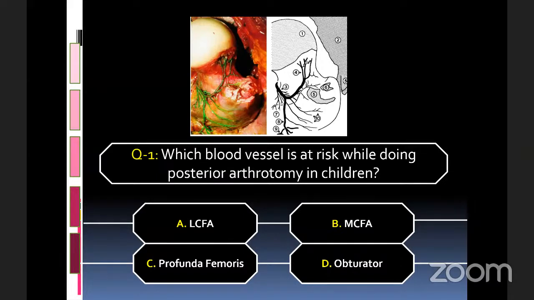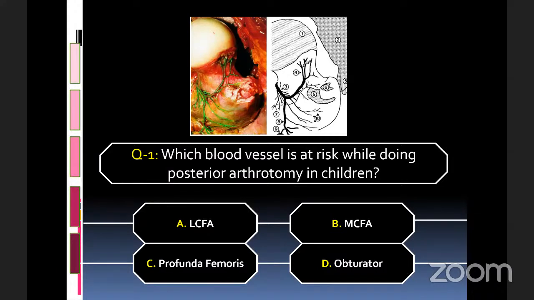Yeah, so there's a very nice paper about anatomy of medial circumflex femoral artery, and it courses along the posterior capsule and is very vulnerable where we are near the piriformis. So in children, whenever there's septic arthritis, we should avoid posterior arthrotomy because that may invite AVN and one must go anterior. So MCFA is the correct answer. This is a paper published in JBJS 2012 that everyone should read.